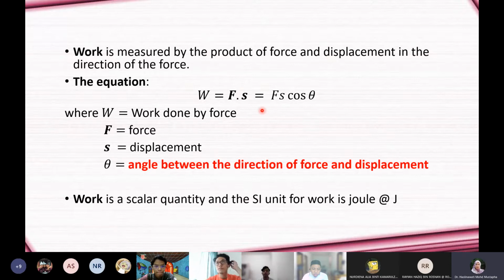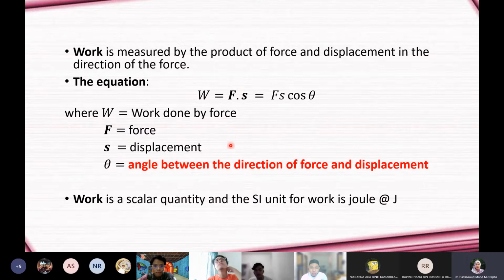Work is measured by the product of force and the displacement in the direction of the force. So the equation of work here adalah F dot S ataupun Fs cos theta. W is equal to Fs equal to Fs cos theta. W tu apa? W is work done by force. F is force. S is the displacement.